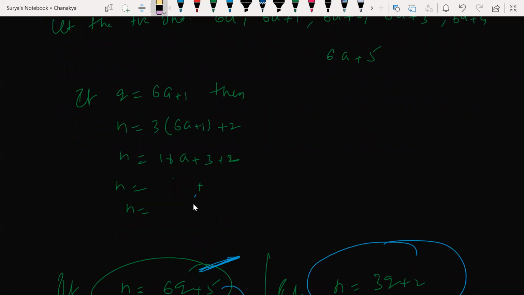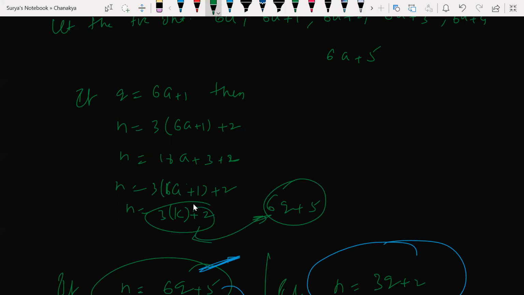Even if you solve it, look at this, you will not get it. Here, 18a plus 5, correct? Or else you take 6 common, so 3a plus, it's not possible at all. We will not be getting that 6q plus 5 form. So 18, only 3 possible. 6a plus 1 plus 2. I'm getting again some 3k plus 2 form, but not 6q plus 5 form.